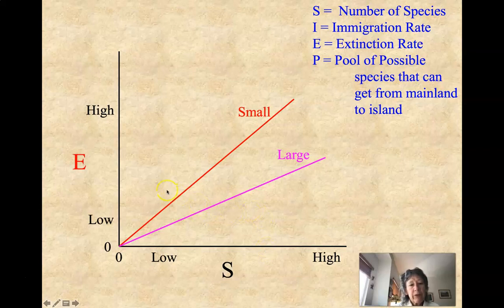Then we can look at the extinction rate as a function of island size. If there's no species on the island, there's nothing to go extinct. As the number of species on the island increases, the extinction rate goes up. But as we'd expect, small islands would have larger extinction rates than large islands.